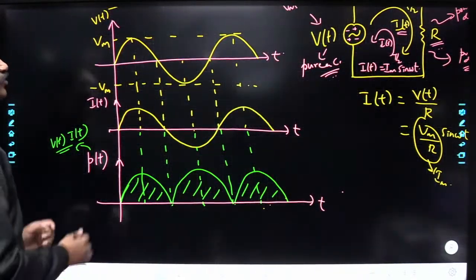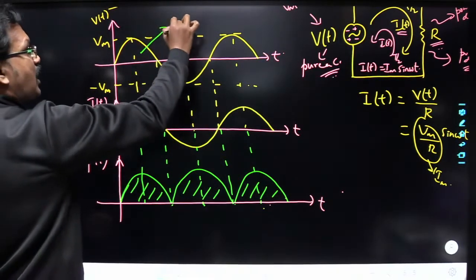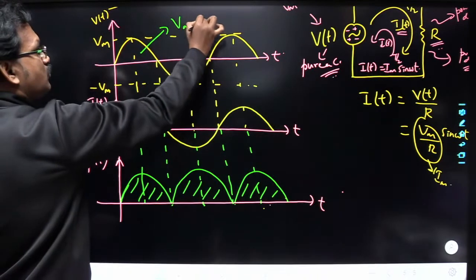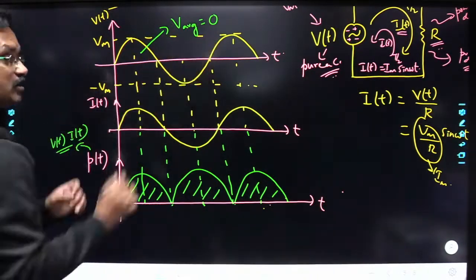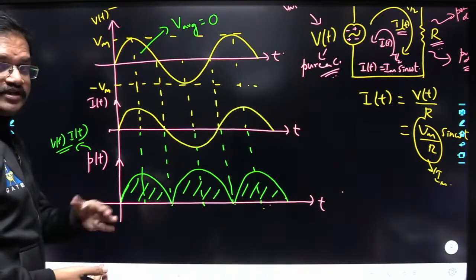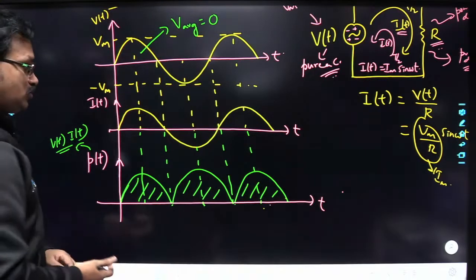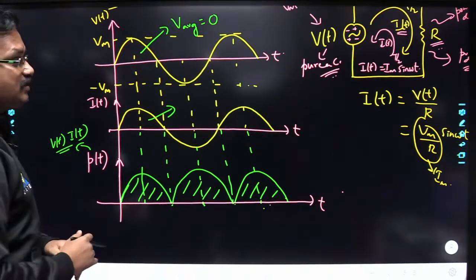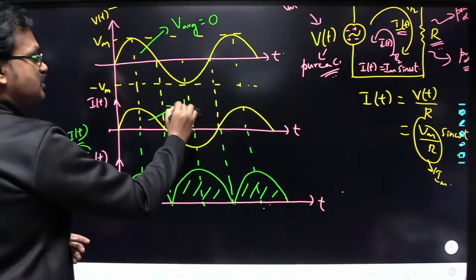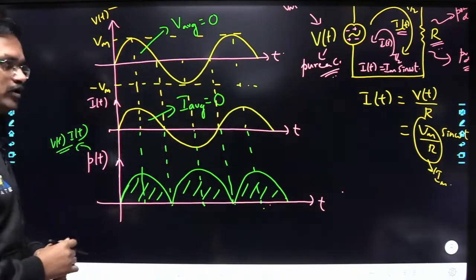If you try to calculate the average value of the signal here, it is equal to what? The average value of the signal is equal to 0. It is a pure sinusoidal waveform. Yes or no? Pure sinusoidal means it doesn't have any DC component. That means the average value will become equal to 0. So for this one also, it is a pure AC signal, so there will be no DC component. That's why the average value here also you are going to get 0.